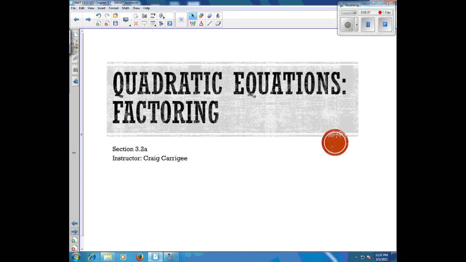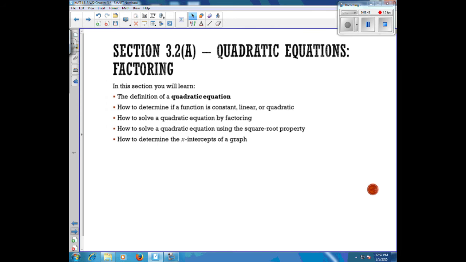Alright, welcome back everyone. Today we're going to talk about factoring and solving quadratic equations. So in this lesson you're going to learn what a quadratic equation is, how to determine if any kind of function is constant, linear, or quadratic, how to solve a quadratic equation by factoring and using the square root property, how to determine the x-intercepts of a graph.